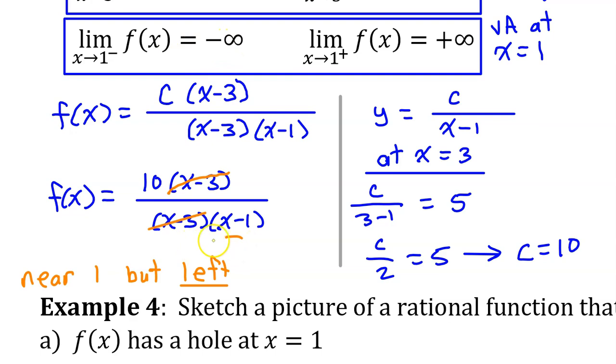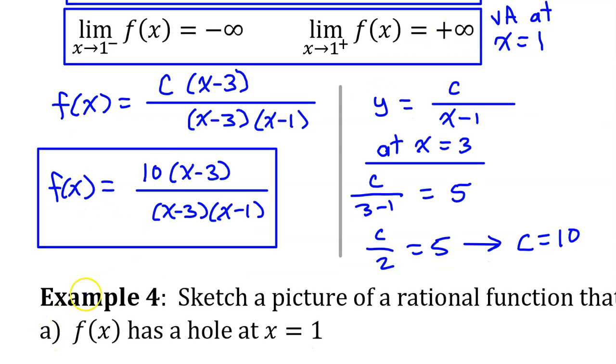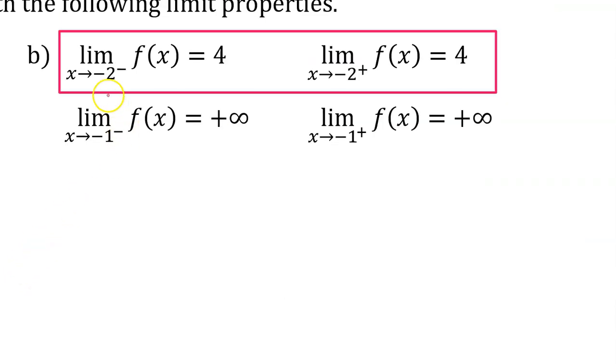Now let's check the limit as x approaches 1 from the right. So near 1, but to the right. To the right of 1, x minus 1 will be positive. For example, if I plug in 2, 2 minus 1 is positive, which makes this positive. So the limit as x approaches 1 from the right of f of x is positive infinity, which is what we wanted. So the answer was correct as is. If the signs had been backwards, I could have just changed the 10 to a negative 10, and that would fix the problem.